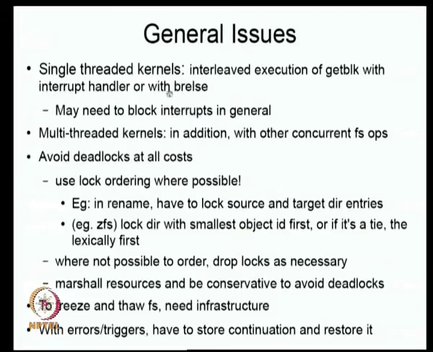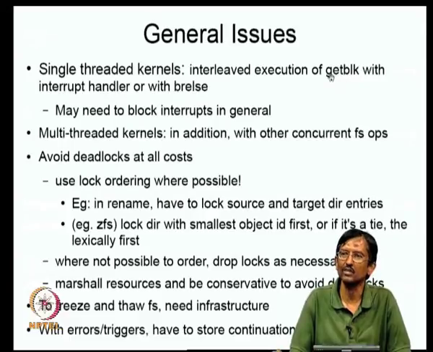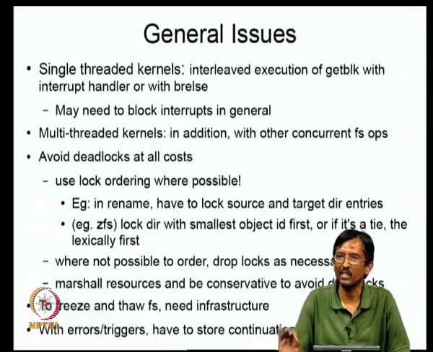So generally, what are the kinds of issues in single-thread kernels? As we mentioned before, interleaved execution of things like get block with interrupt handler, or get block with B release. There are some interleaved executions which can create problems, and you have to work out the details. That means that every single internal interface, how it interacts with every other interface and with interrupts, has to be worked out. It is painstaking work, but it has to be done. Generally, if you want to avoid thinking about the interrupt handler, you have to block interrupts.